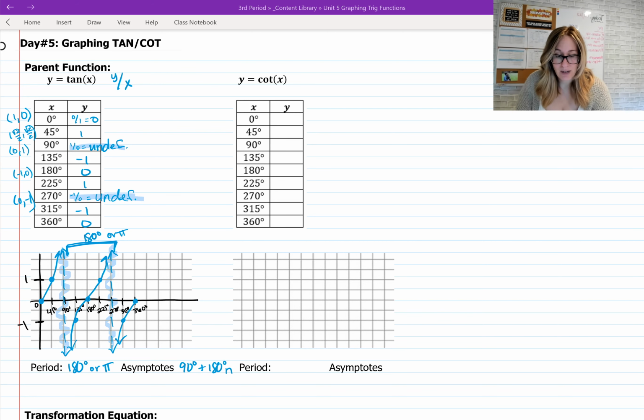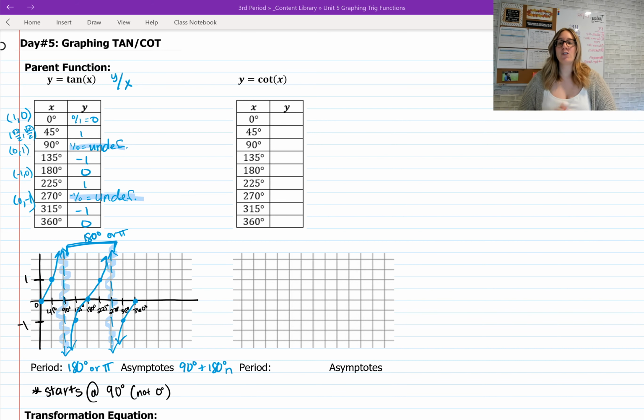All right, so this is kind of a funky one. It's going to be very obnoxious when we are doing our phase shifting, because instead of starting at 0, we have to pretend we're starting at 90 and then add in our phase shift. So it's going to make for a really obnoxious problem. This one starts at 90 degrees, not 0 degrees. Normally we start at 0 degrees, but this one starts at 90 because that's where we have our first asymptote.